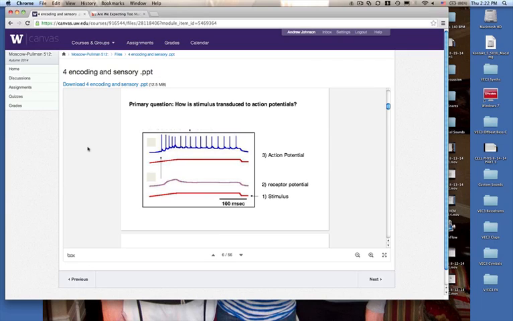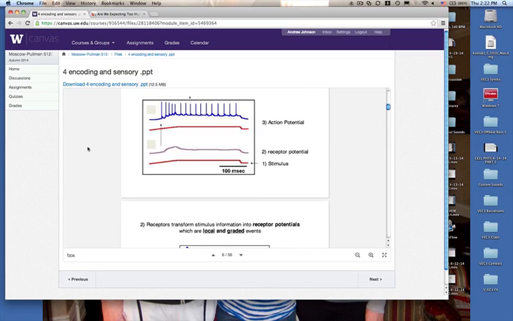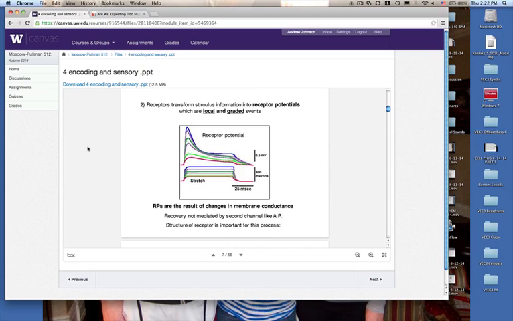Local? Graded? Yeah, and it's a change in membrane conductance. And that's going to give rise to a series of action potentials. Maybe it'll give rise to no action potentials, just depending on what it is. So this is our generic case. And I love the little exceptions, and so I'll focus on those, but I'll make sure to point them out. So like I said, these receptors transform some stimulus into a receptor potential, and that's local and graded.